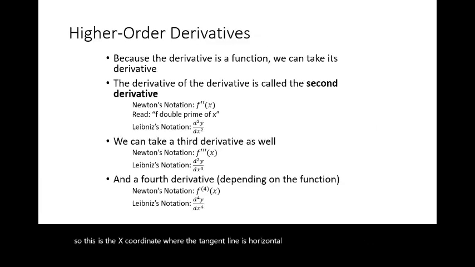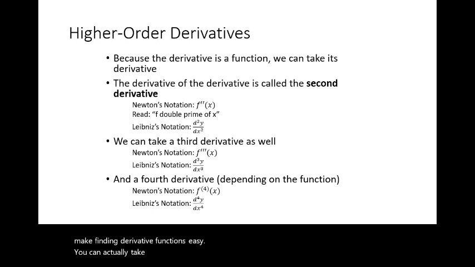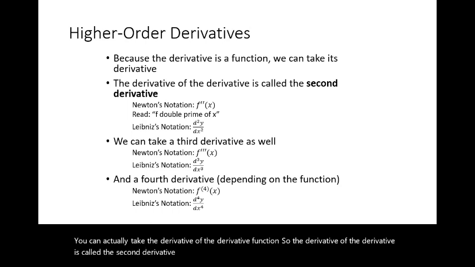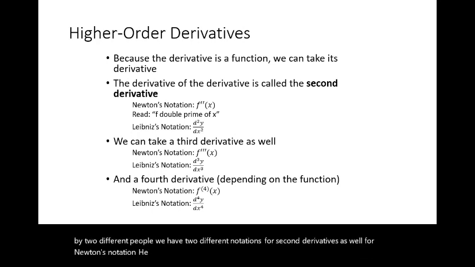Now, because the derivative is a function, and you now know a bunch of handy derivative rules that make finding derivative functions easy, you can actually take the derivative of the derivative function. The derivative of the derivative is called the second derivative. Again, just like with regular derivatives, since they were developed by two different people, we have two different notations for second derivatives as well. For Newton's notation, he just added another prime mark, and this is read as f double prime of x. For Leibniz's notation, it's d squared y over dx squared.